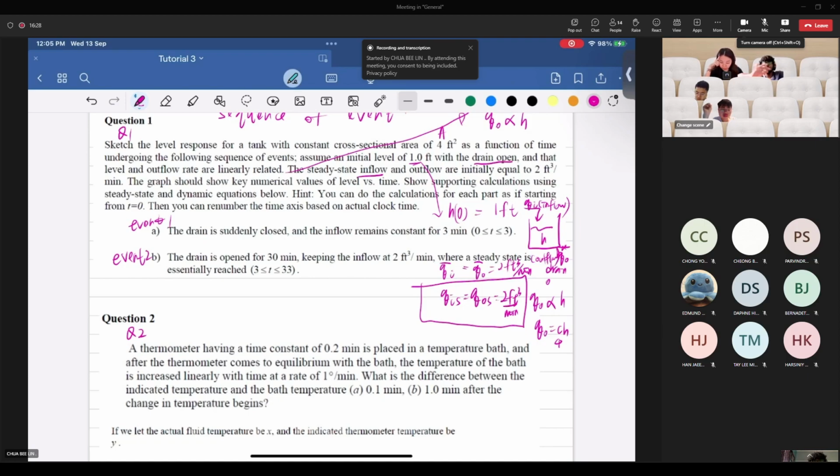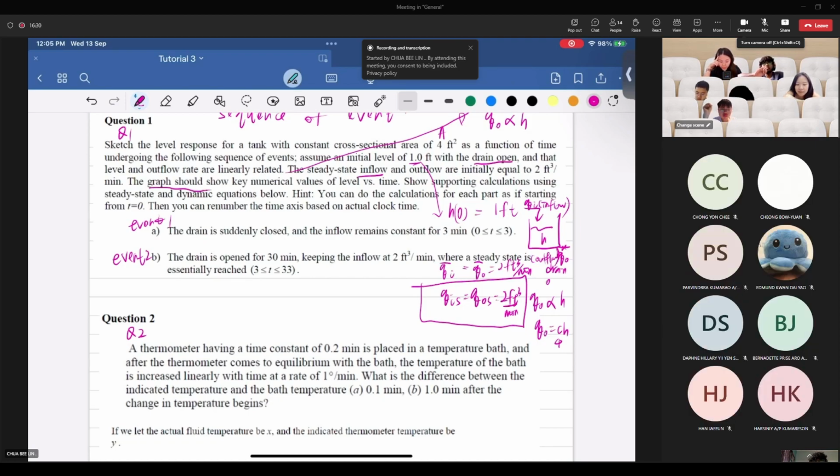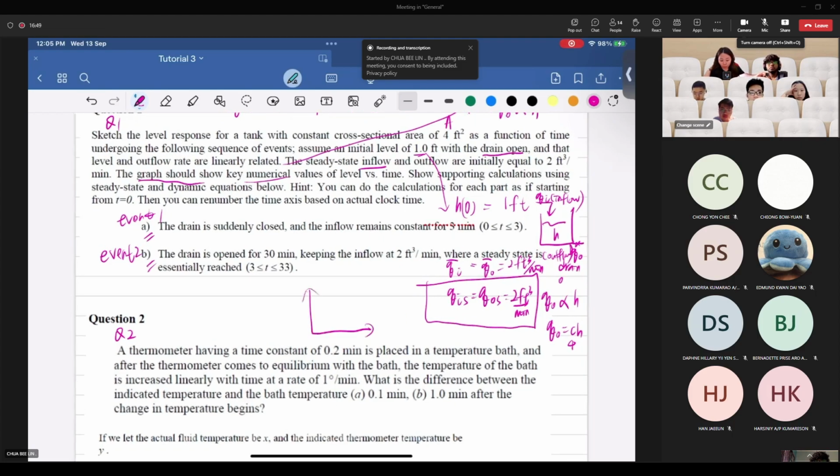The graph should show key numerical values, which means you should show the change of the level versus the time from the beginning, T equals 0. Then for event A and event B, event 1 and event 2, you have to show the key numerical values. For example, if this is the one going up, you have to show what this value is, then going down, what this value is. So you need to show all the important values over here, event A, event B, key numerical values.